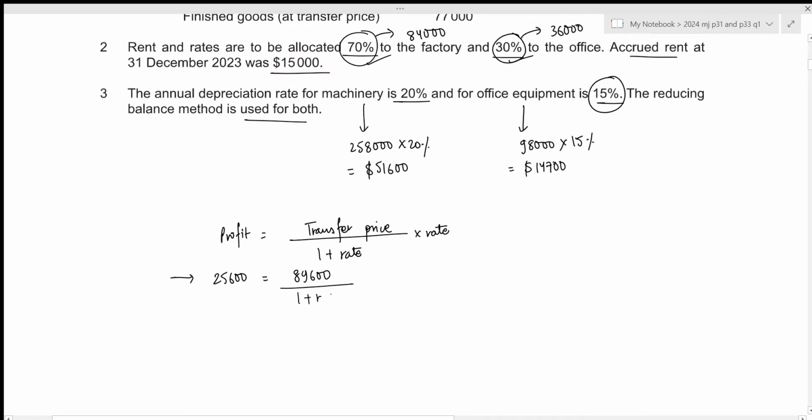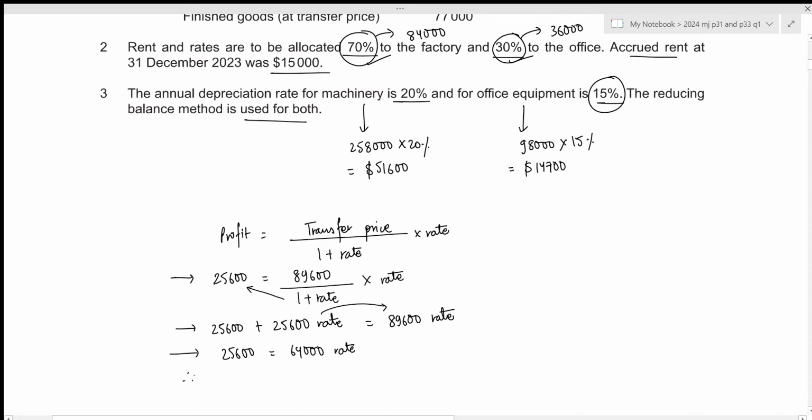Now let's solve for rate. Let's cross multiply this to the other side. That will be 25,600 plus 25,600 rate, and this will be equal to 89,600 rate. Let's bring this to the other side. So that is just going to be 25,600. 89,600 rate minus 25,600 rate, which will be equal to 64,000. So our rate of factory profit in this case is just going to be 25,600 divided by 64,000. This results in 0.4, which we can write down as 40%. So this is our rate of factory profit.